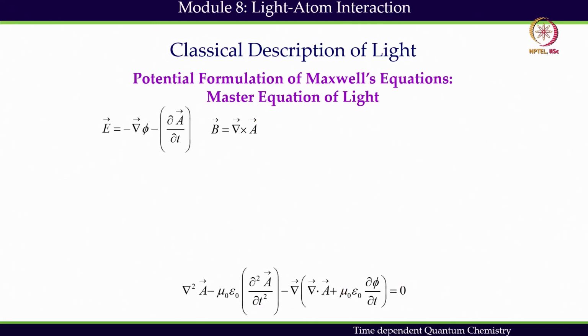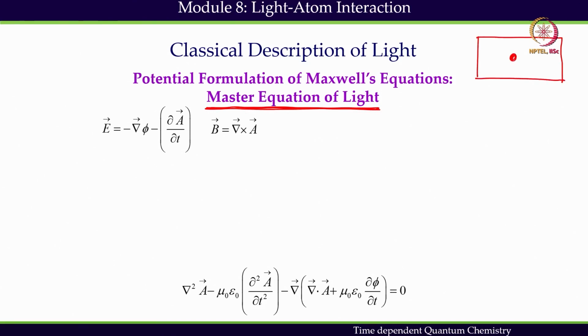see what would be the final expression if I combine all four Maxwell's equations, what would be the combined form, because that combined form is going to give me the master equation of light. How I am going to represent light in terms of potential, that is the representation we want, because it is all about light atom interaction.